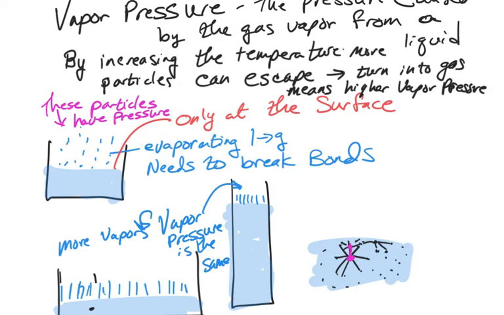Does that make sense? So it has to only occur at the surface. It doesn't have enough energy to escape from anywhere but the surface. So that's why evaporation occurs at the surface. Any questions? Okay. Next, we're going to look at what is vapor pressure.